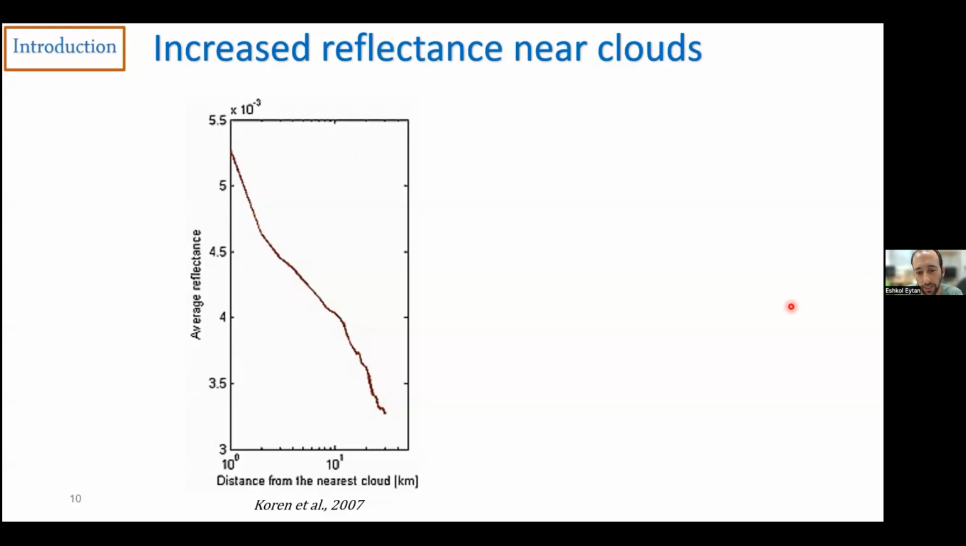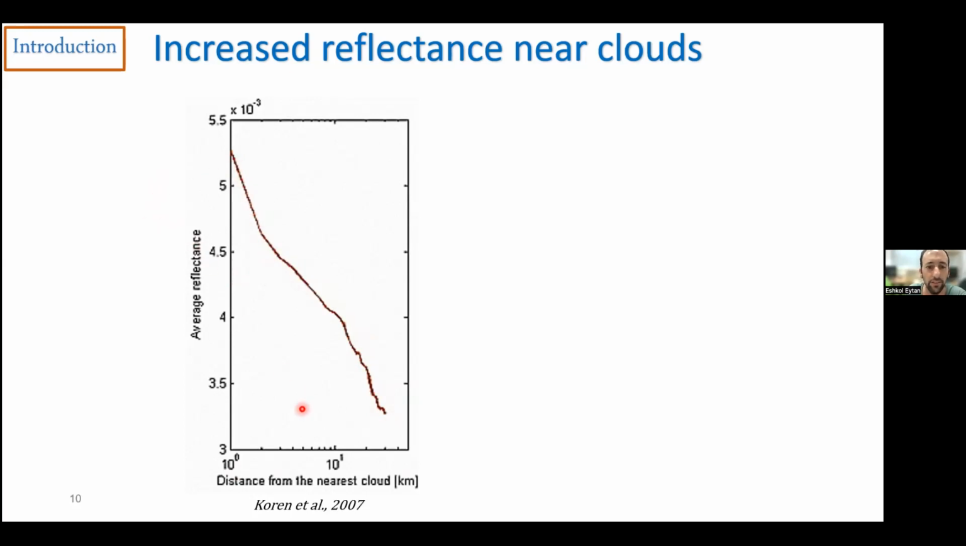The concept of the cloud twilight zone was brought up almost two decades ago in the first paper of Cohen et al. in 2007, where he determined this definition of the twilight zone. He did a global analysis in which they took many pixels of global MODIS images, and treated only the pixels that were not defined as clouds by the MODIS algorithm. Then they sorted all the pixels according to their distance from the nearest cloud and plotted the average reflectance. In this case, it's the average reflectance in the near infrared.